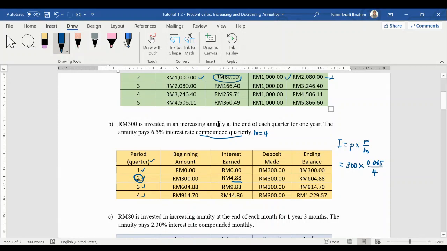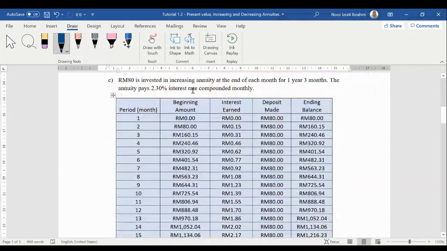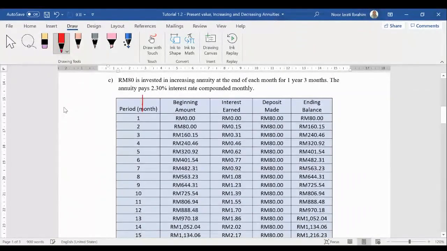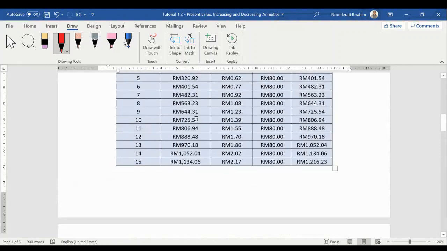In the third case scenario, 80 ringgit is invested in an increasing annuity at the end of each month for 1 year, 3 months. So the period will be in month now because the trend of deposit is every month. And from the period here, how many periods do we have? How many rows will we have? 1 year, 3 months, we will have 15 months. That's why here you see the first period until the 15th period.